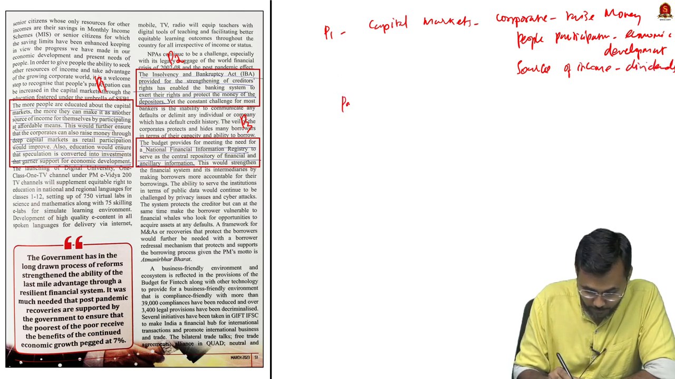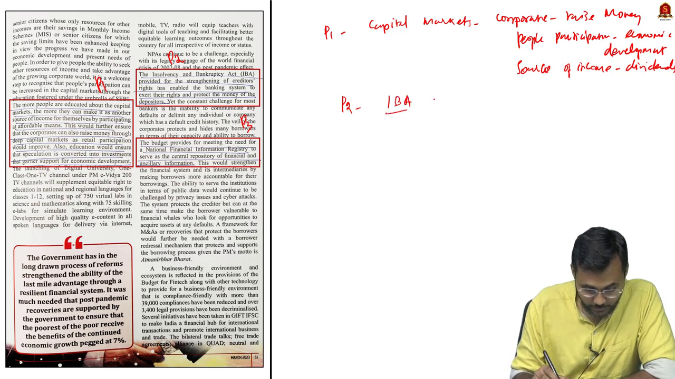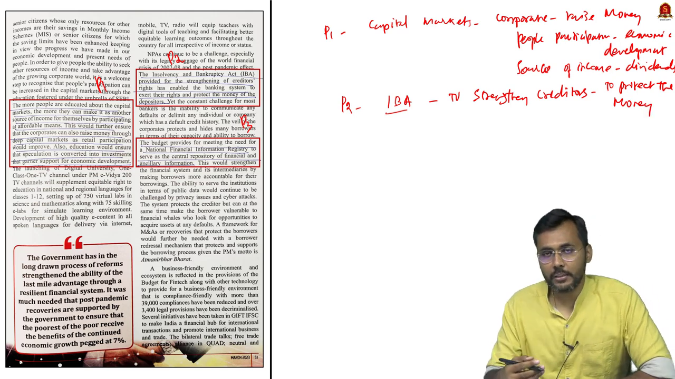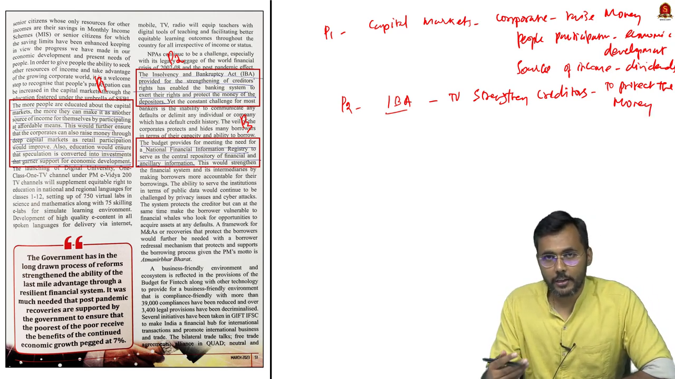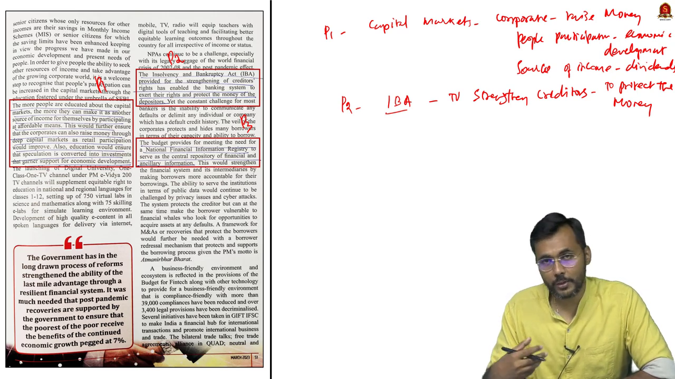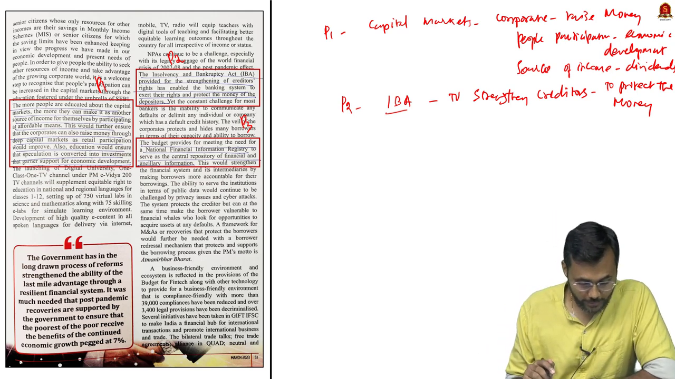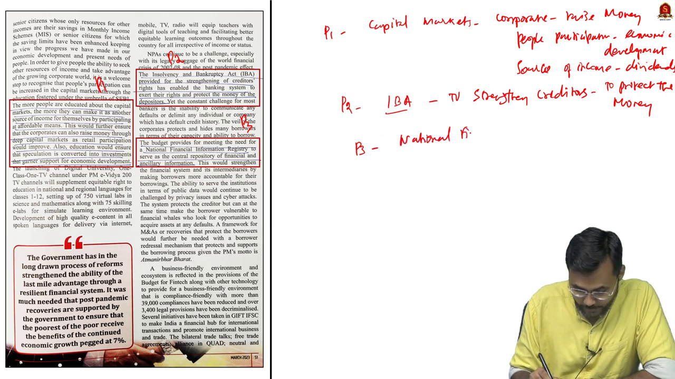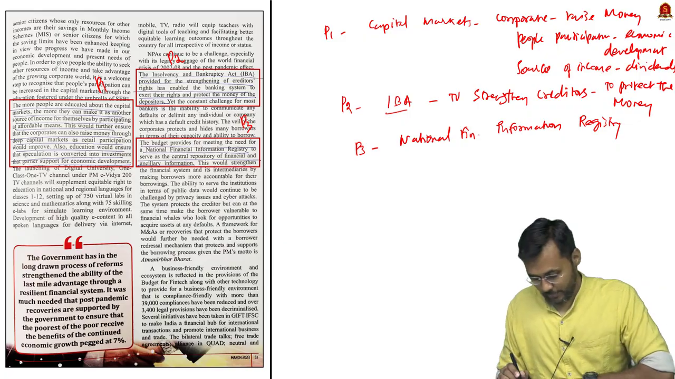And paragraph 2 speaks about the Insolvency and Bankruptcy Act, especially to strengthen creditors and also to protect the money. So the Insolvency and Bankruptcy Code is there because it doesn't mean that all the time business runs well. If there are any issues in the business, how to resolve that problem and how to smoothly close the business, which is beneficial for everyone. That's the Insolvency and Bankruptcy Act. And also in paragraph 3, it speaks about the National Financial Information Registry. So right now they are creating this database of financial information. So that is given in paragraph 3.